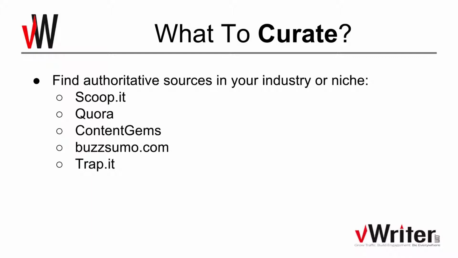And Trapit, I believe, is a relatively new site, but essentially you supply it with keywords that you're interested in, and it then begins to trap that content for you. It looks through some of the most authoritative sources online related to the keywords that you enter, and it supposedly improves over time. So it might be a good site to take a look at as well.